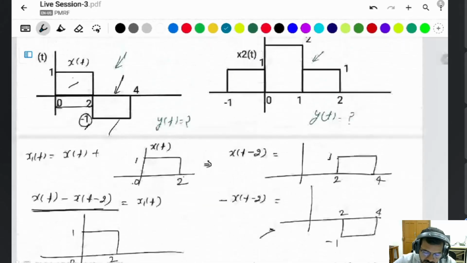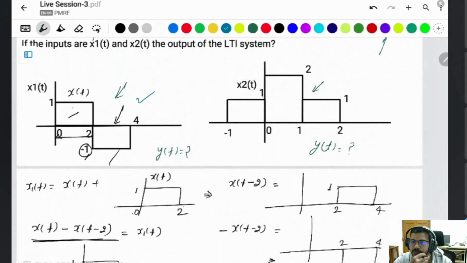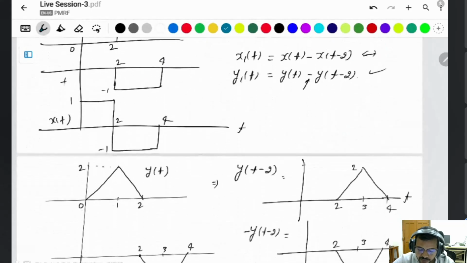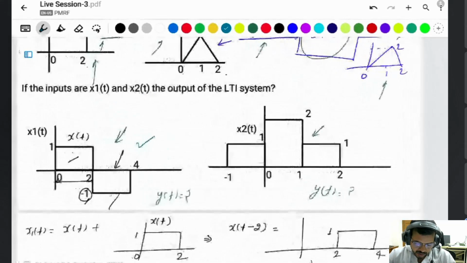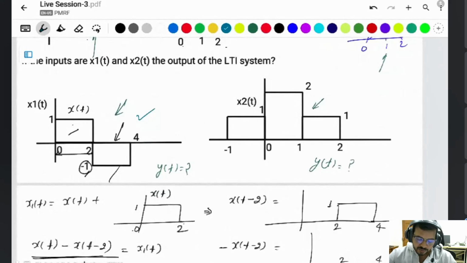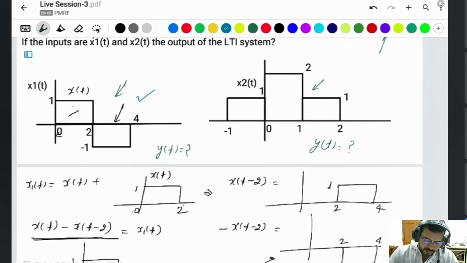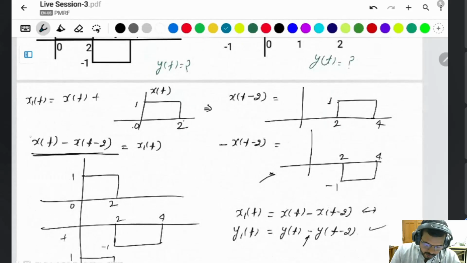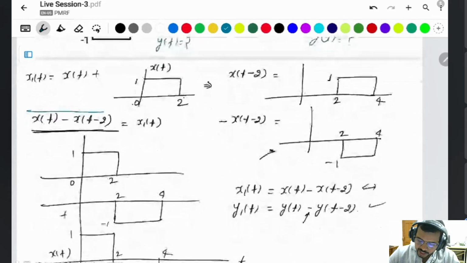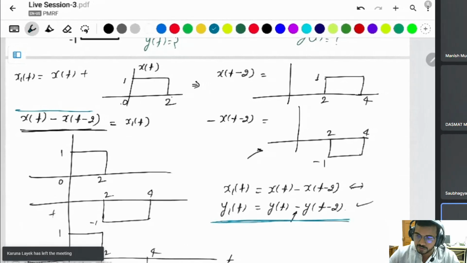And the input is this one. Because of the LTI system, how can you find this one? First of all, find the input. How can you make this input? By adding, subtracting, providing some delay, and given some scaling you can also do here to find the input. If you find the input combination, then you will directly get the output combination, the same as the input combination.